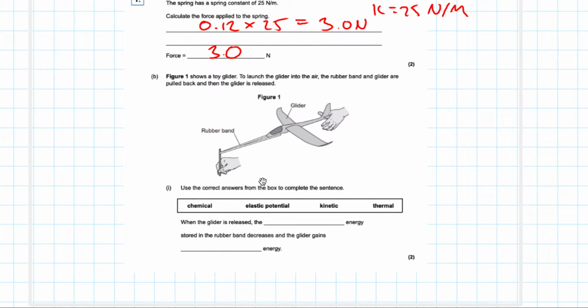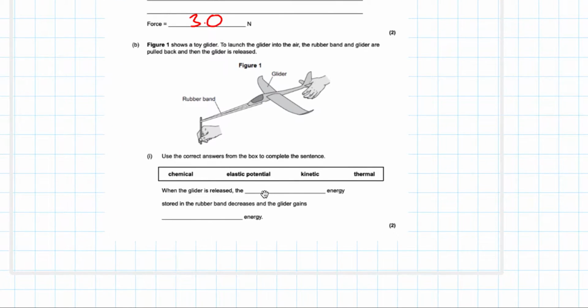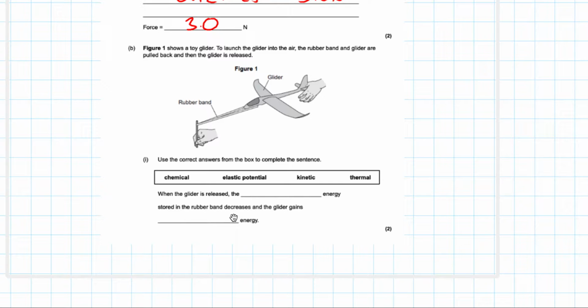Part B, figure 1 shows a toy glider. To launch the glider into the air, the rubber band and the glider are pulled back, and then the glider is released. Use the correct answers from the box to complete the sentence. When the glider is released, the something energy stored in the rubber band decreases and the glider gains something energy.